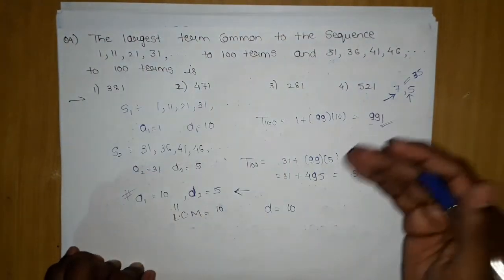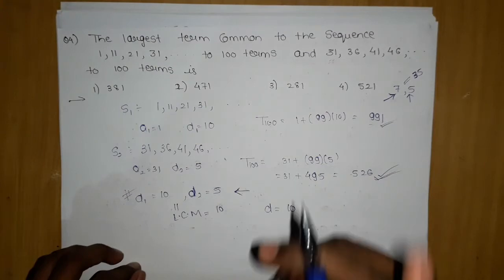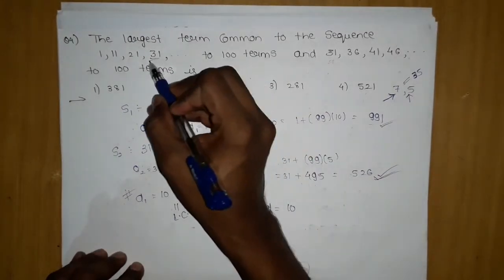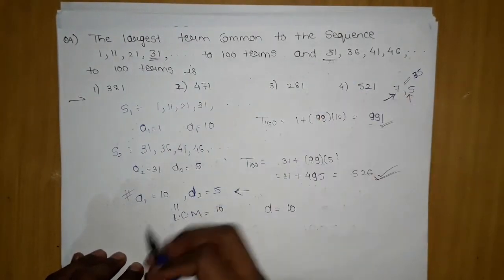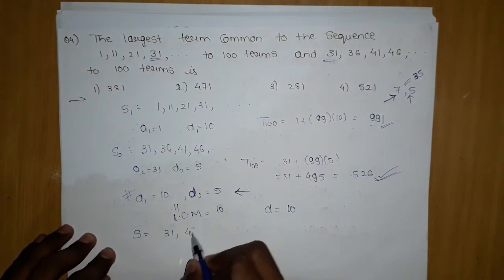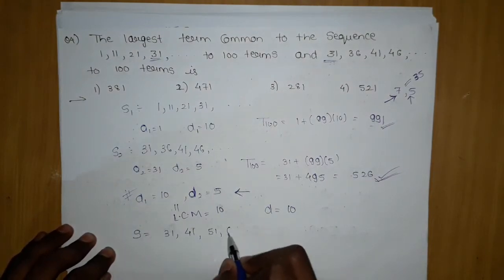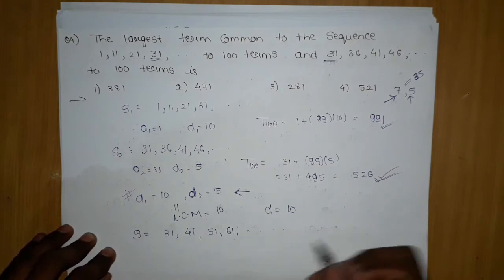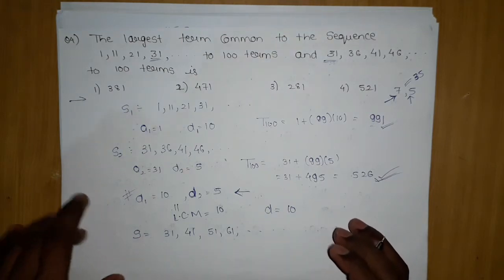Now I have always told that in this question they give you the starting common term. The starting common term is very observable, that is 31. So can we write the series? Yes, 31, 41, 51, 61 and so on. So this is our sequence which we require.